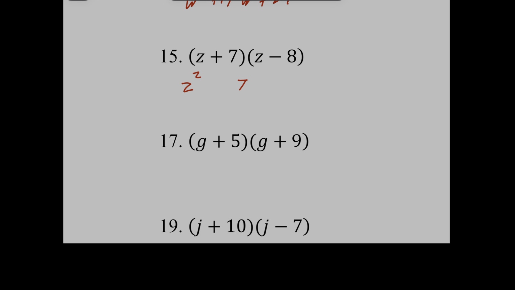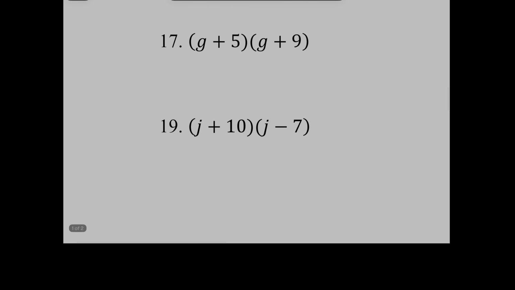And I'm going to get a z. That's not a 2, it's a z. Add them, I'm going to get a negative 1, but I don't need to write the 1. Okay, so it's going to be minus z, and I'm going to multiply and get a negative 56. Okay, number 17, I'm going to get a g squared and a g. When I add them, I get plus 14, and when I multiply, I get a plus 45.